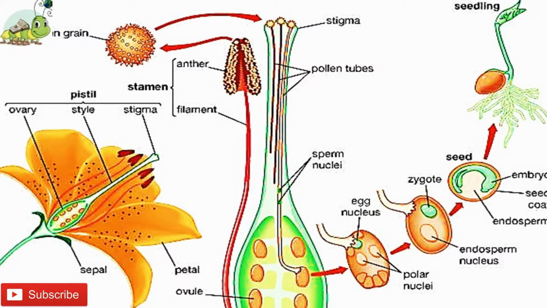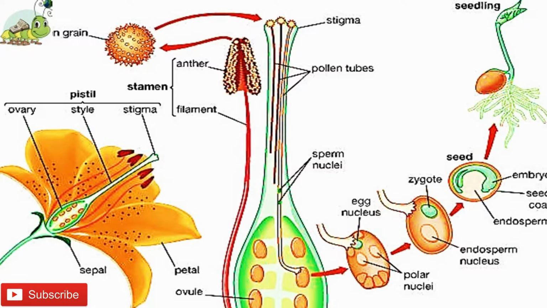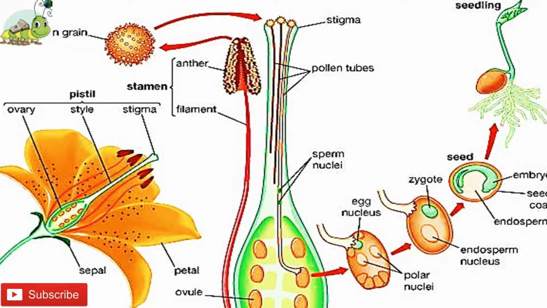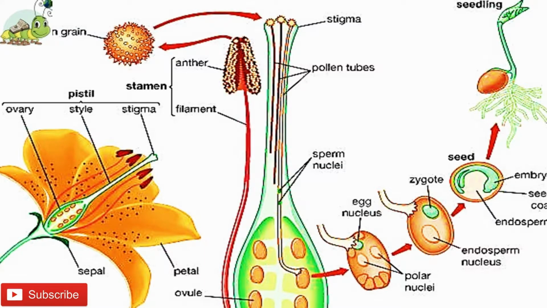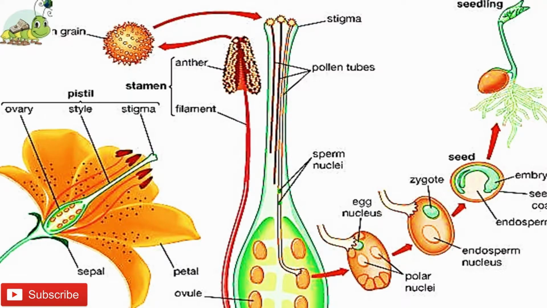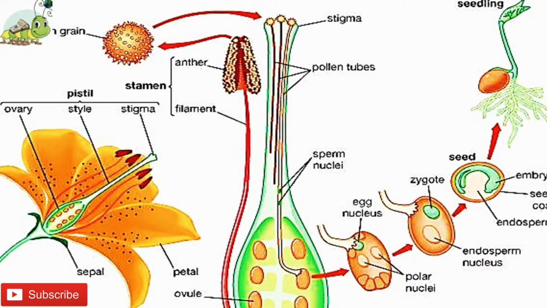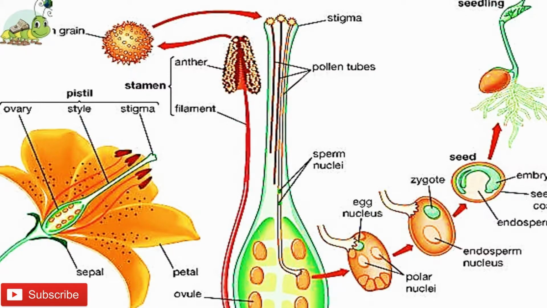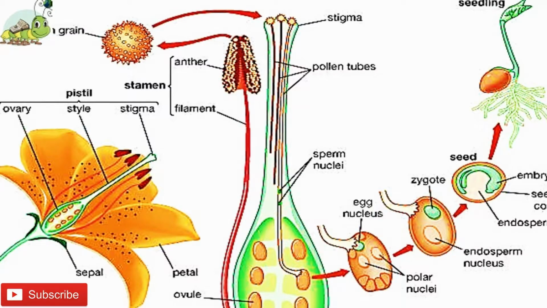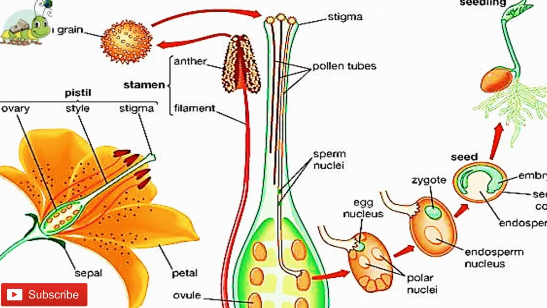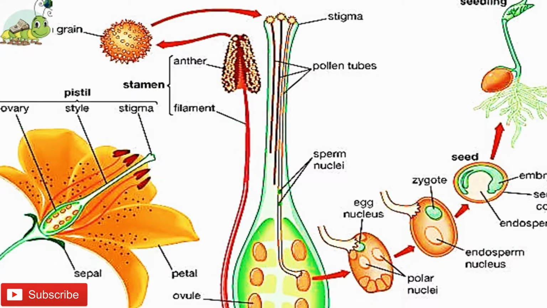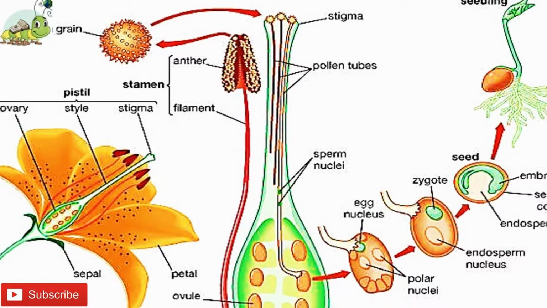And what is the solid style? Solid style means it bears conductive tissue instead of a canal. The cells of the tissue have thick pectin walls. In hollow style, the pollen tube enters on the surface of the canal cells. In solid style, the entry of the pollen tube is intercellular through the conductive tissue.